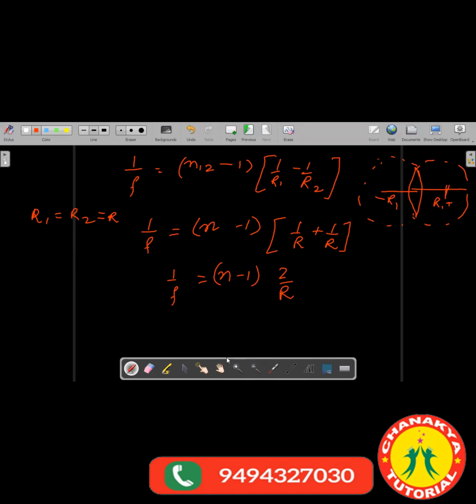See, if a convex lens is placed in air, suppose it has its focal length as f. Now, if the same convex lens is placed in water, the relative refractive index for the lens will decrease. The value of n will decrease, and hence the value of the focal length will increase.